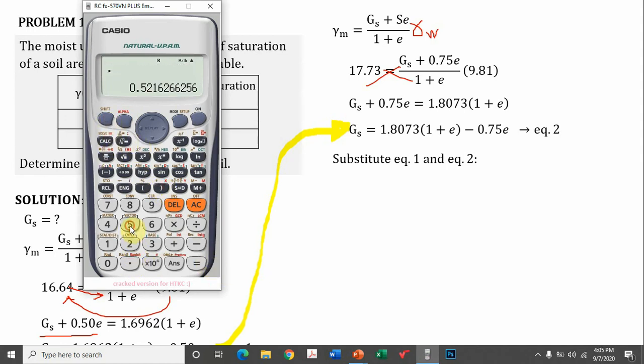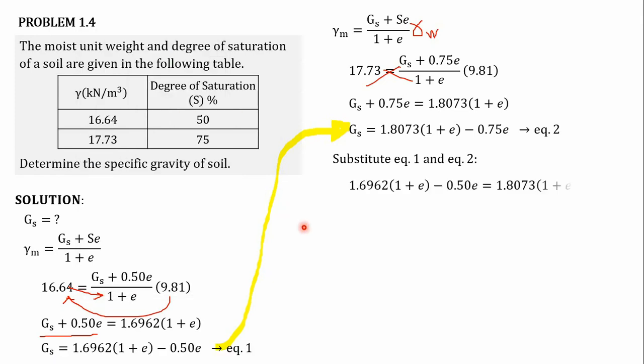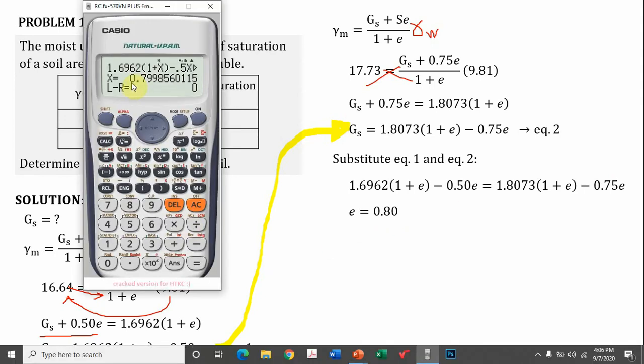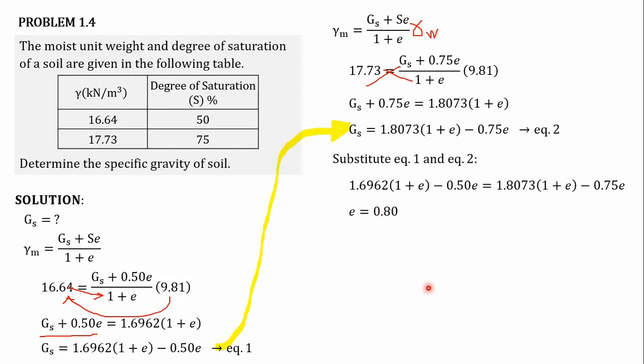So shift solve tayo. Assume tayo ng 0.5 lang. So, therefore, our answer will be 0.799856. So, ito yung equation niya. And then, our answer will be 0.8. Round off lang tayo ng 0.80. Okay, so may void ratio na tayo.